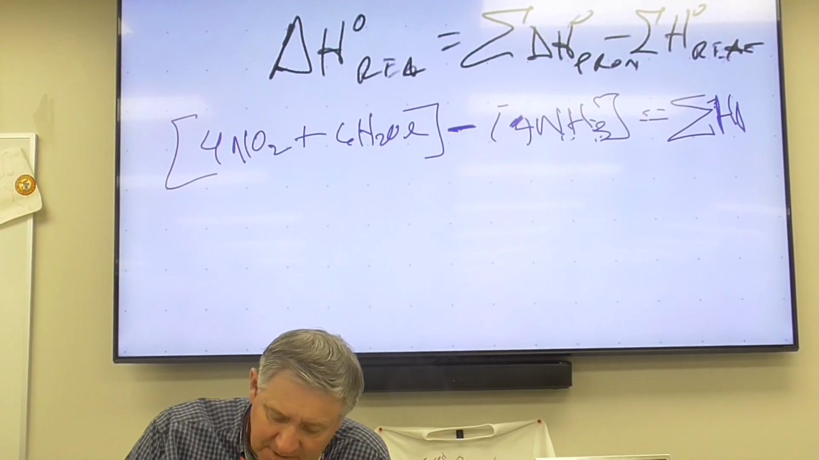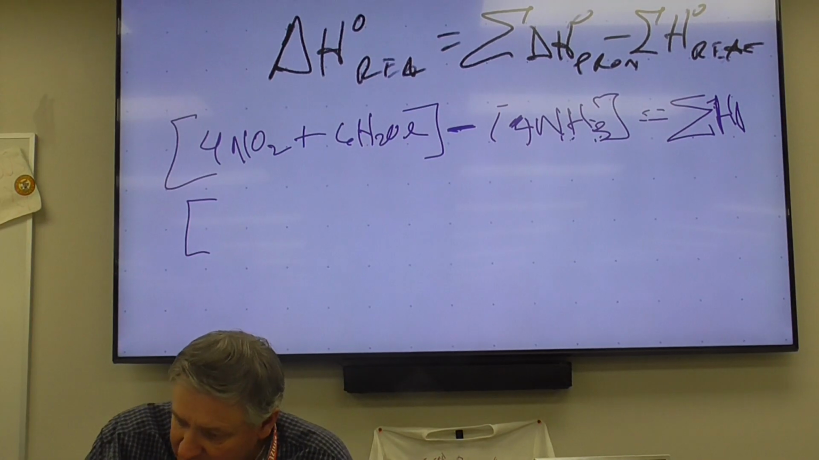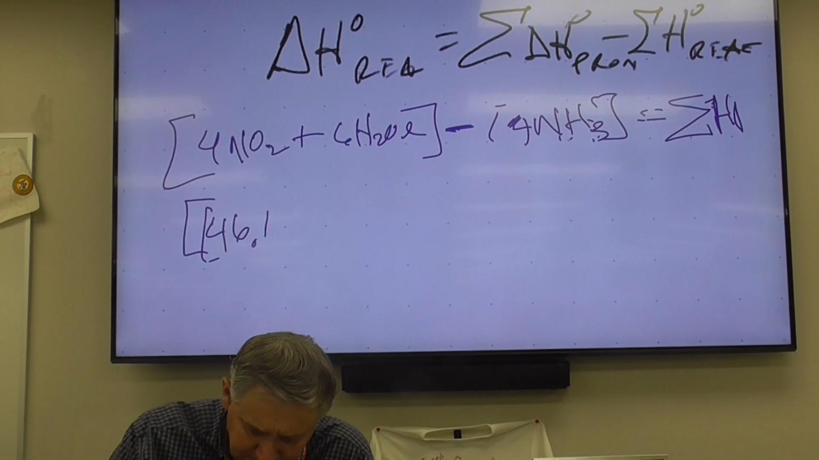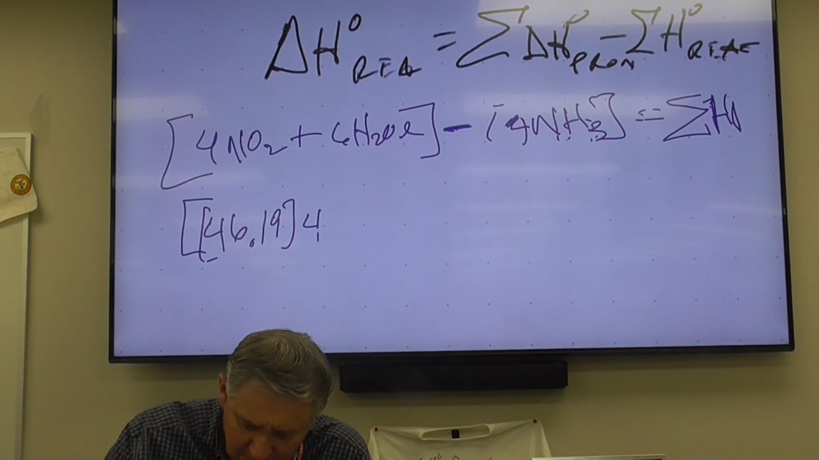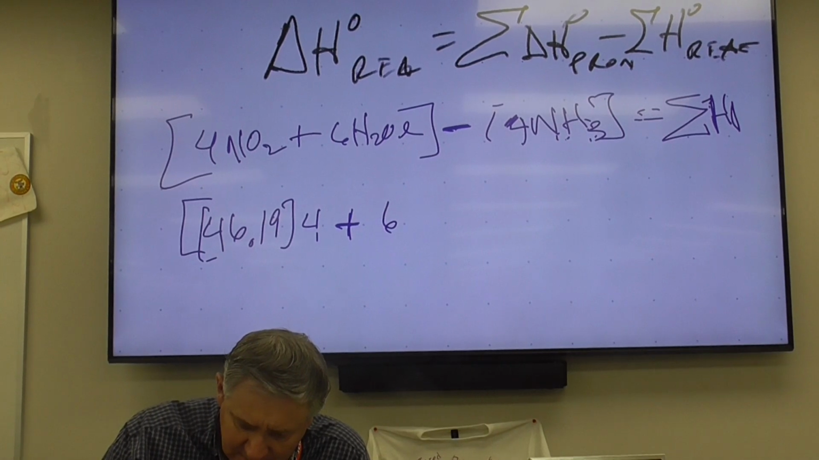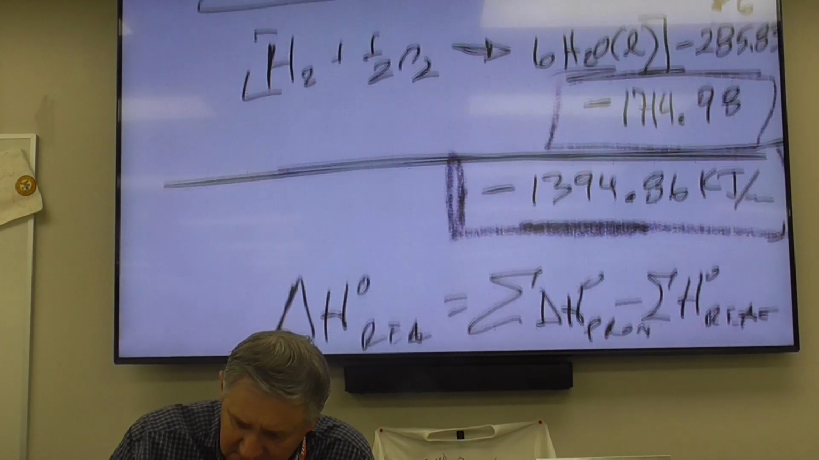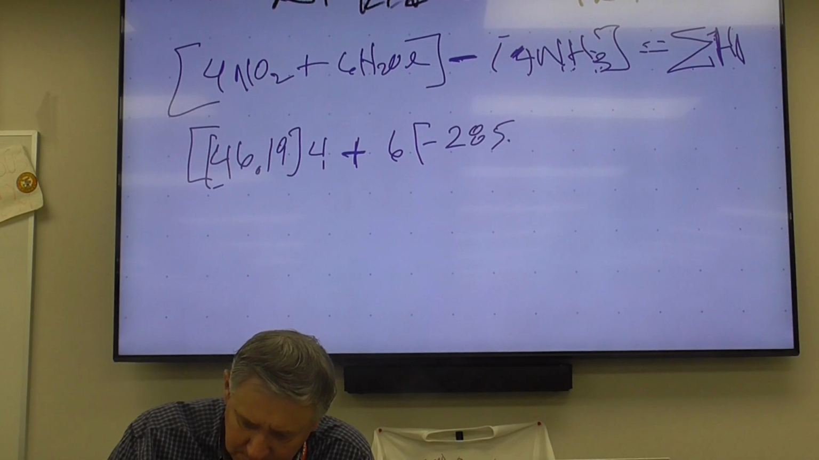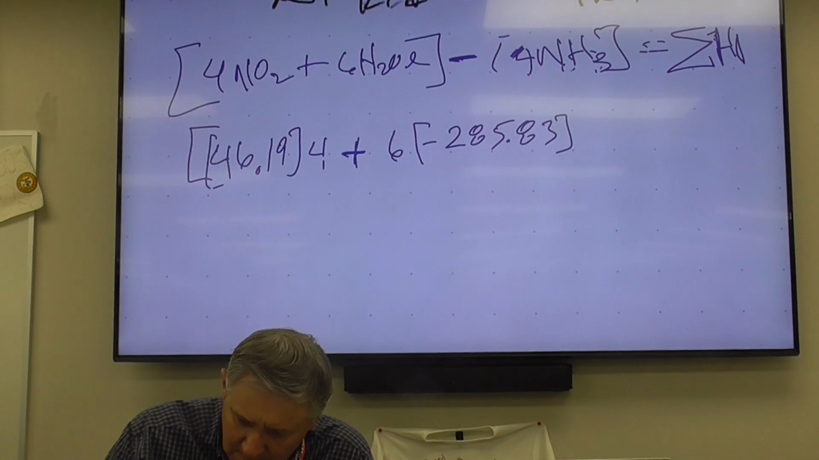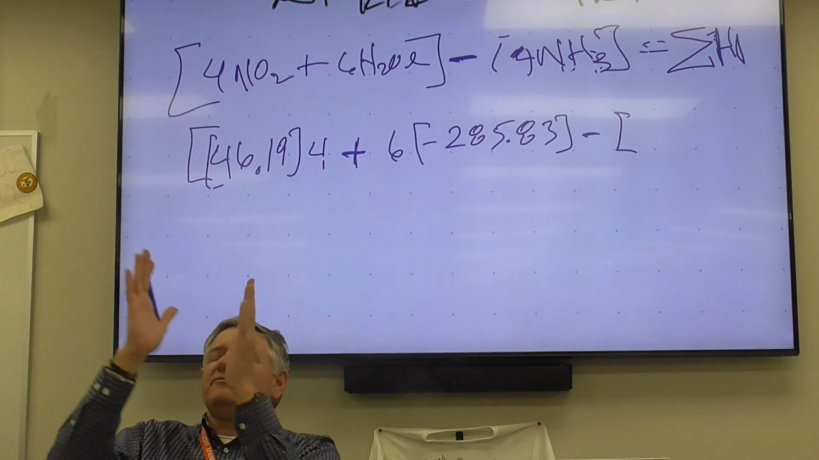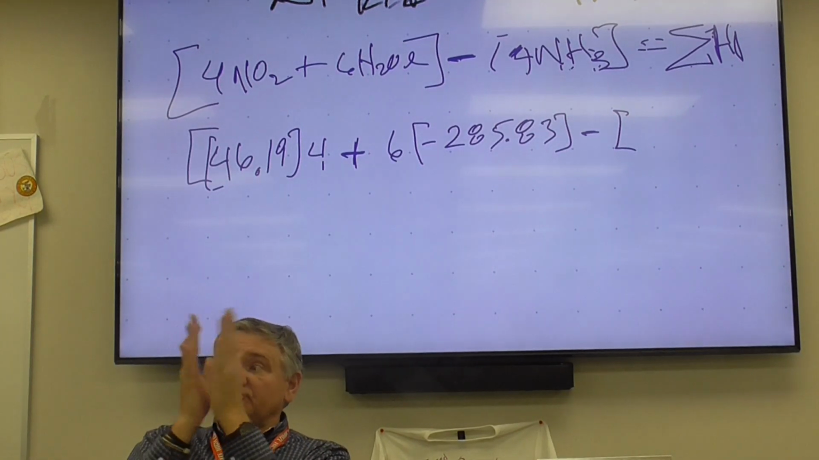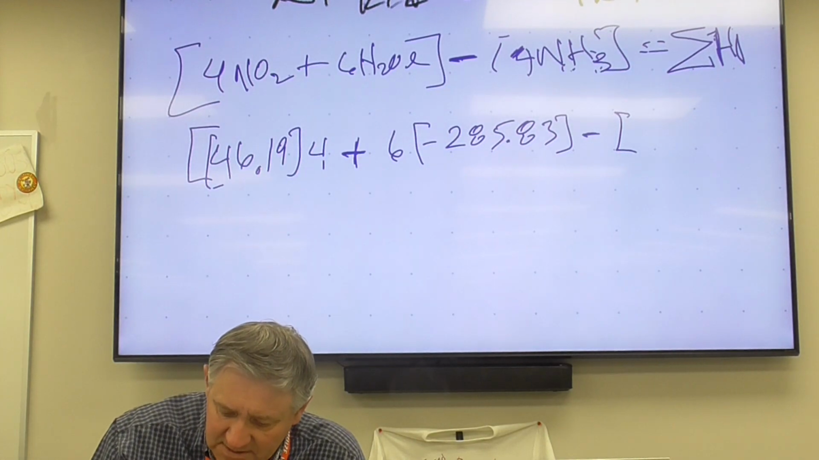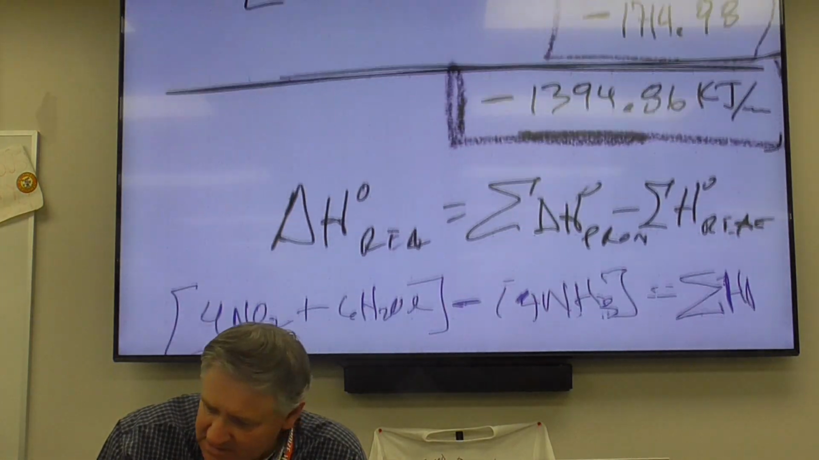So here's how this is going to play out. You've got your 4 NO2s, and your NO2s is what, 46.19 times 4, plus your 6 waters. Your waters are, what was your waters? Negative 285.83. Minus, it is vital that you realize that is a subtraction. Okay, that is a subtraction. So then you've got minus my 4 NH3. The NH3 was what?